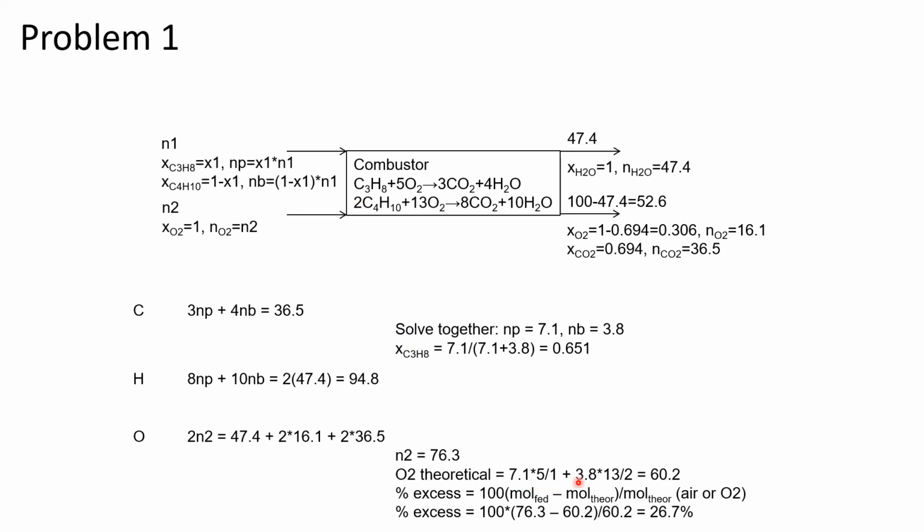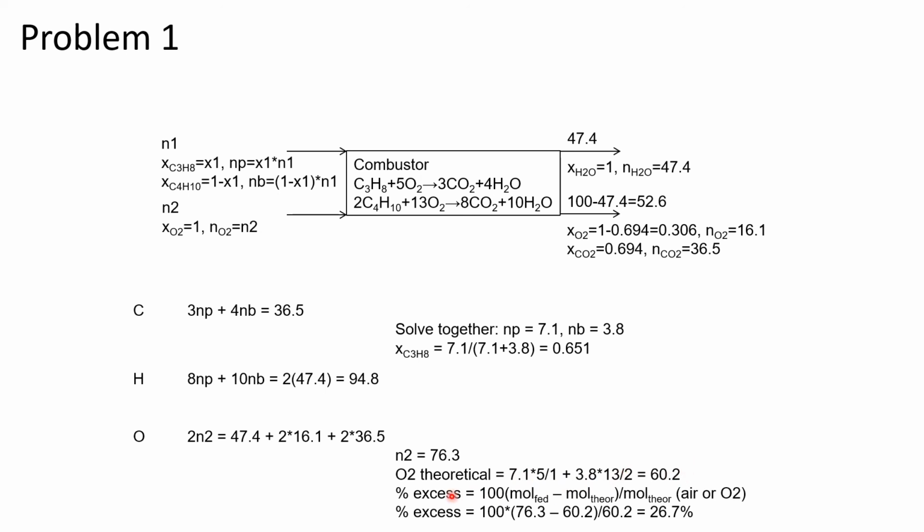We're going to add to it the butane flow rate, which is 3.8, times the amount of oxygen that's required. We know from the reaction stoichiometry there are 13 oxygen molecules required per 2 butane molecules. We're going to multiply this by 13 over 2, the ratio of stoichiometric coefficients. If we perform the math that's shown here, we find that the theoretical oxygen is 60.2.